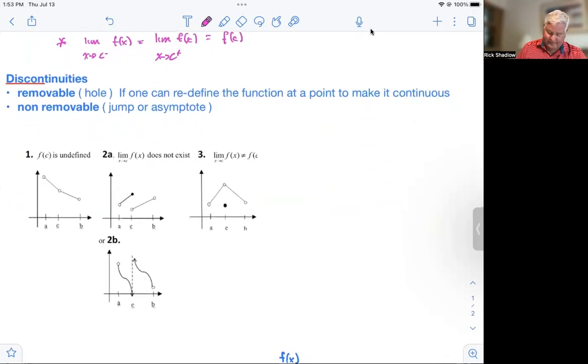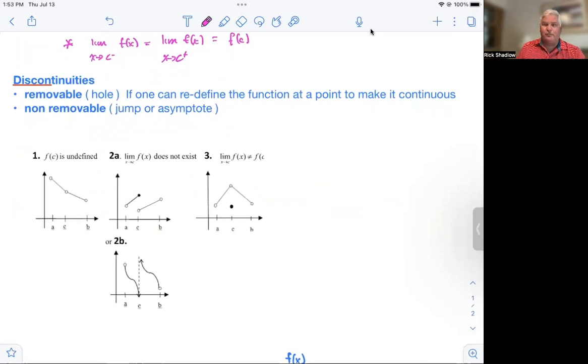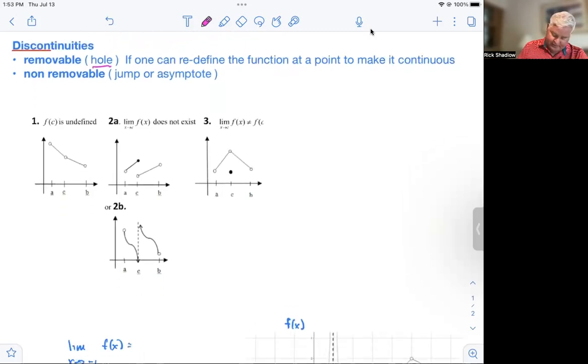So looking at some discontinuities, there are two different types, removable and non-removable. The removable ones are where you have a hole, typically where the functions agree at all but one point. But if it's removable, you can redefine the function at that particular point to make it continuous. And then a non-removable discontinuity is either a jump discontinuity or perhaps a discontinuity at an asymptote, typically a vertical asymptote.